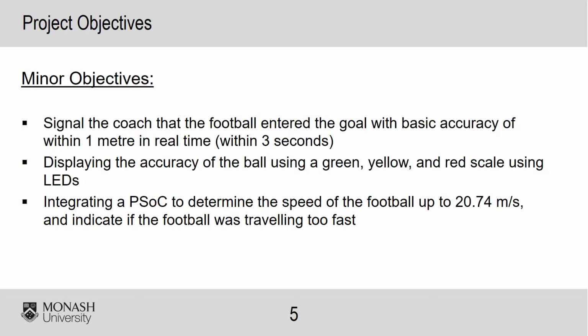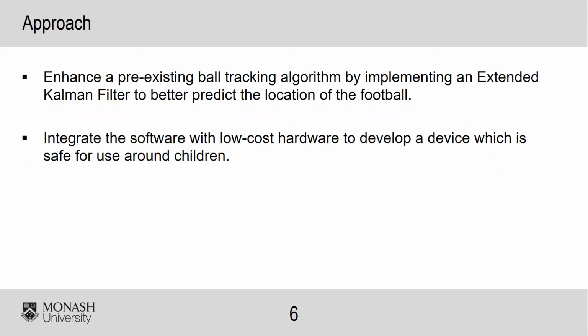The minor objectives of this project include signaling the coach that the football has entered the goal with basic accuracy within 1 meter in real time within 3 seconds. Displaying the accuracy of the ball using a green, yellow, and red scale using LEDs. And integrating a PSOC to determine the speed of the football up to 20.74 meters per second and indicate if the football was traveling too fast.